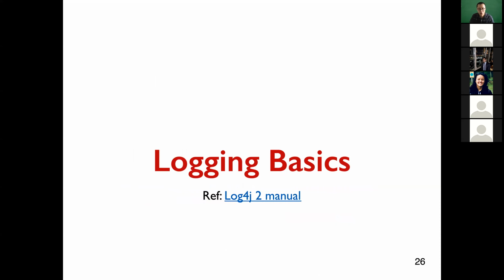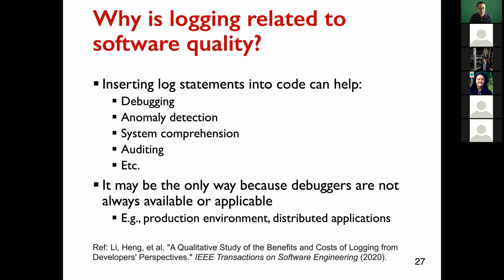And the first is logging basics. So why do we need logging, and why is logging related to software quality? We insert the logging statements into the code, and we have seen the examples. These logging statements generate log messages during runtime. These log messages are very useful for us to debug our program, because we know the runtime information from a program, so we can use such information to debug it.